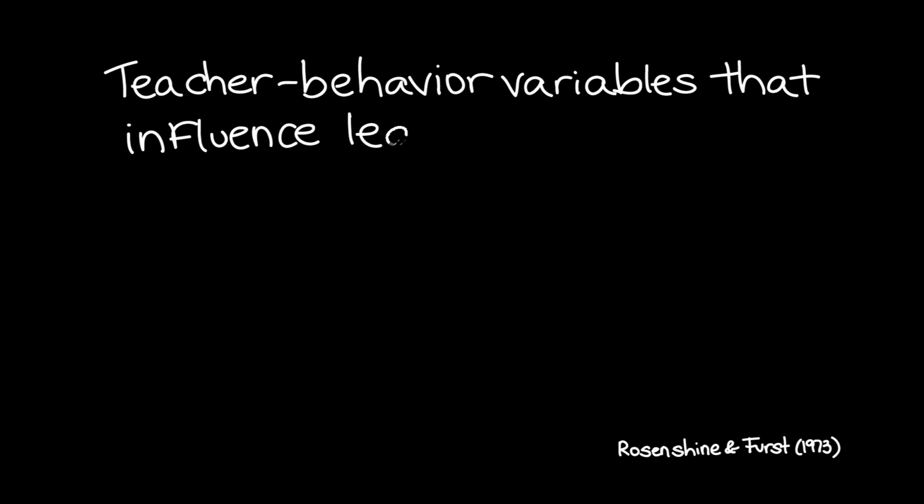Rosenshine and Furst reviewed more than 50 carefully selected studies and published their work in Research on Teaching Performance Criteria. In it, they propose 11 teacher behaviors that influence learning. For the sake of simplicity, we'll only list here the top 5 teacher behavior variables in order of importance.